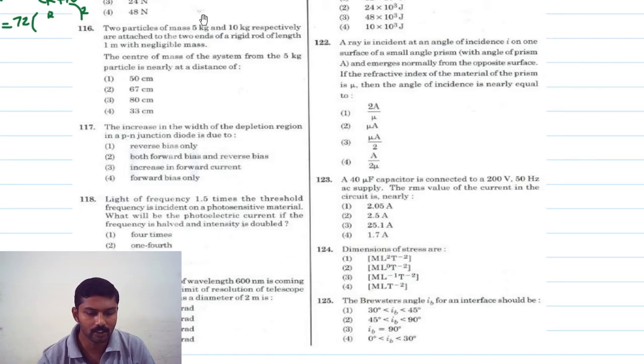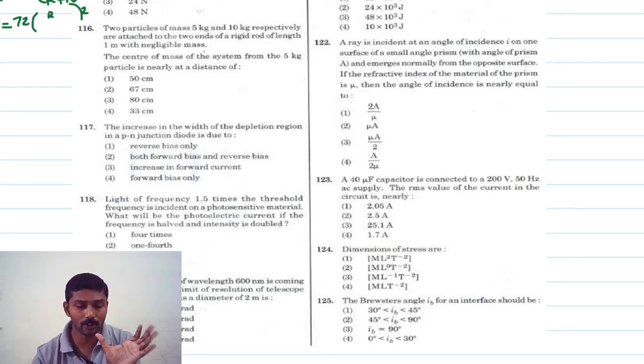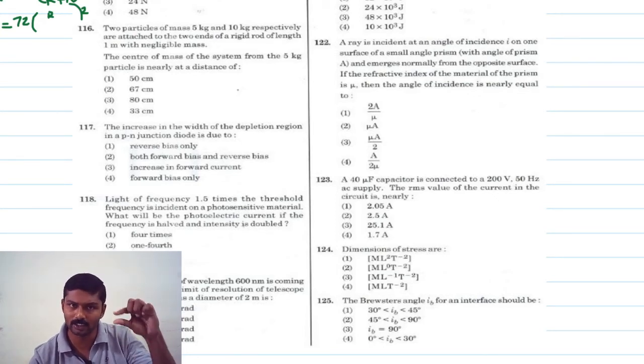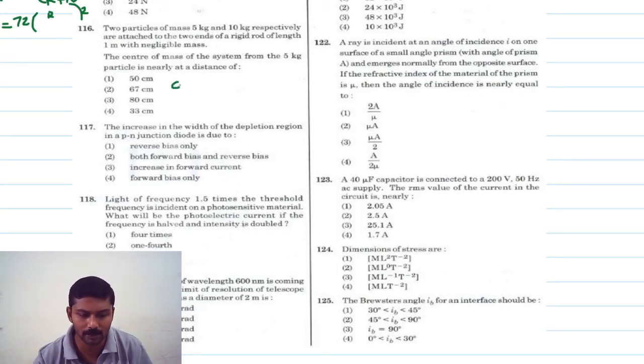116, two particles of mass 5 kg and 10 kg respectively are attached to the two ends of a rigid rod of length 1 meter. That means the length of the rod is given as 1 meter with negligible mass. For the calculation of the center of mass from the 5 kg mass, let's imagine that the 5 kg mass is kept at the origin.